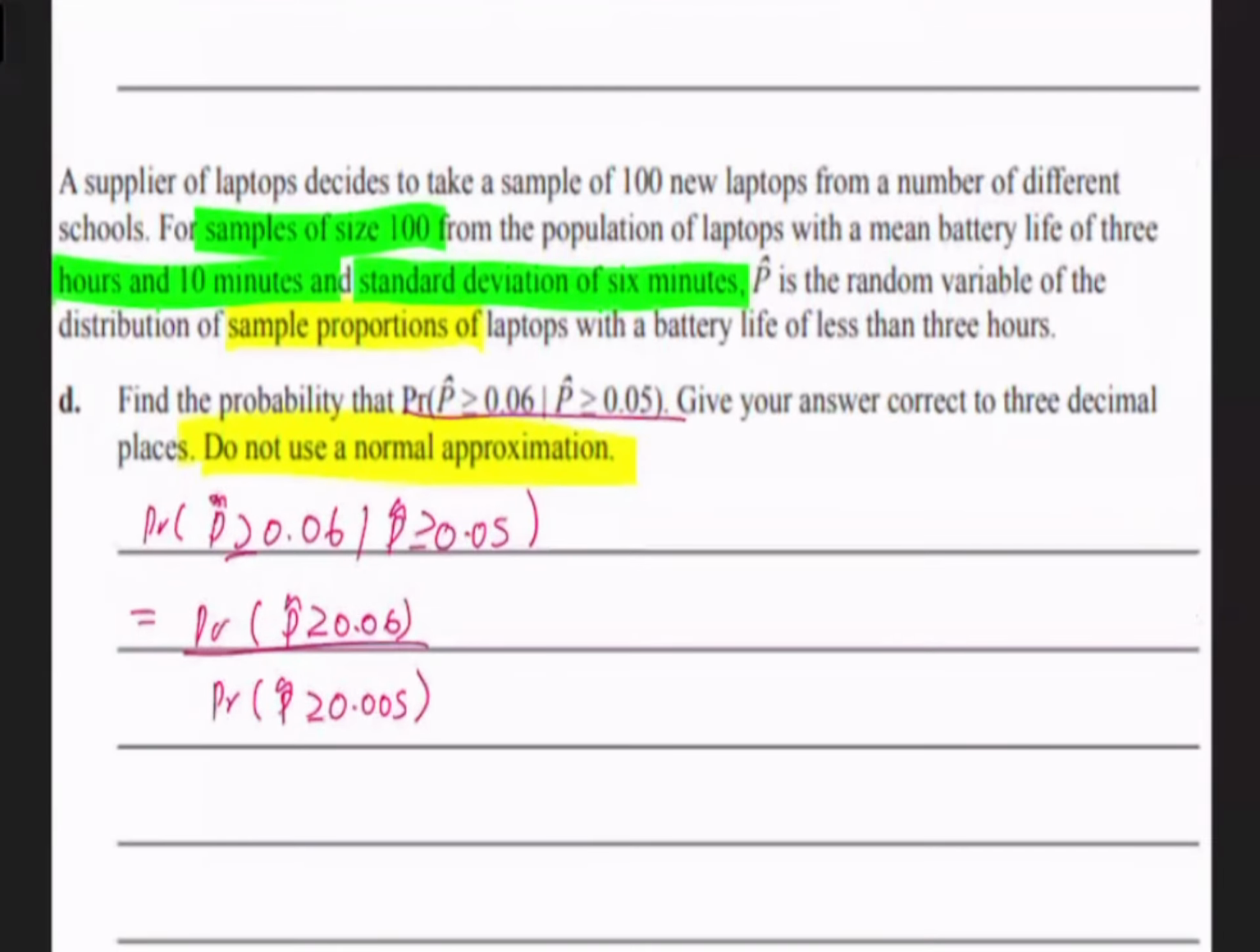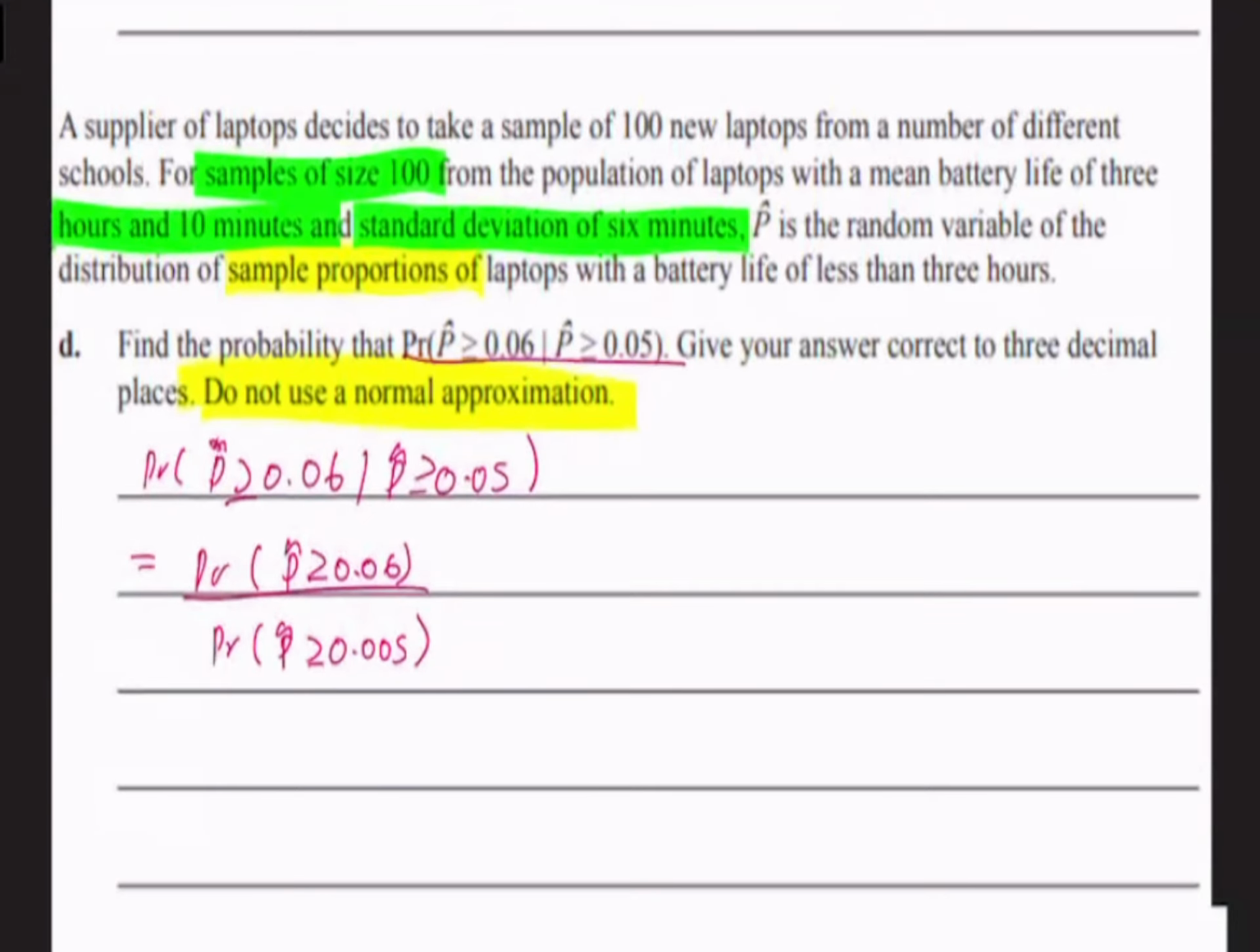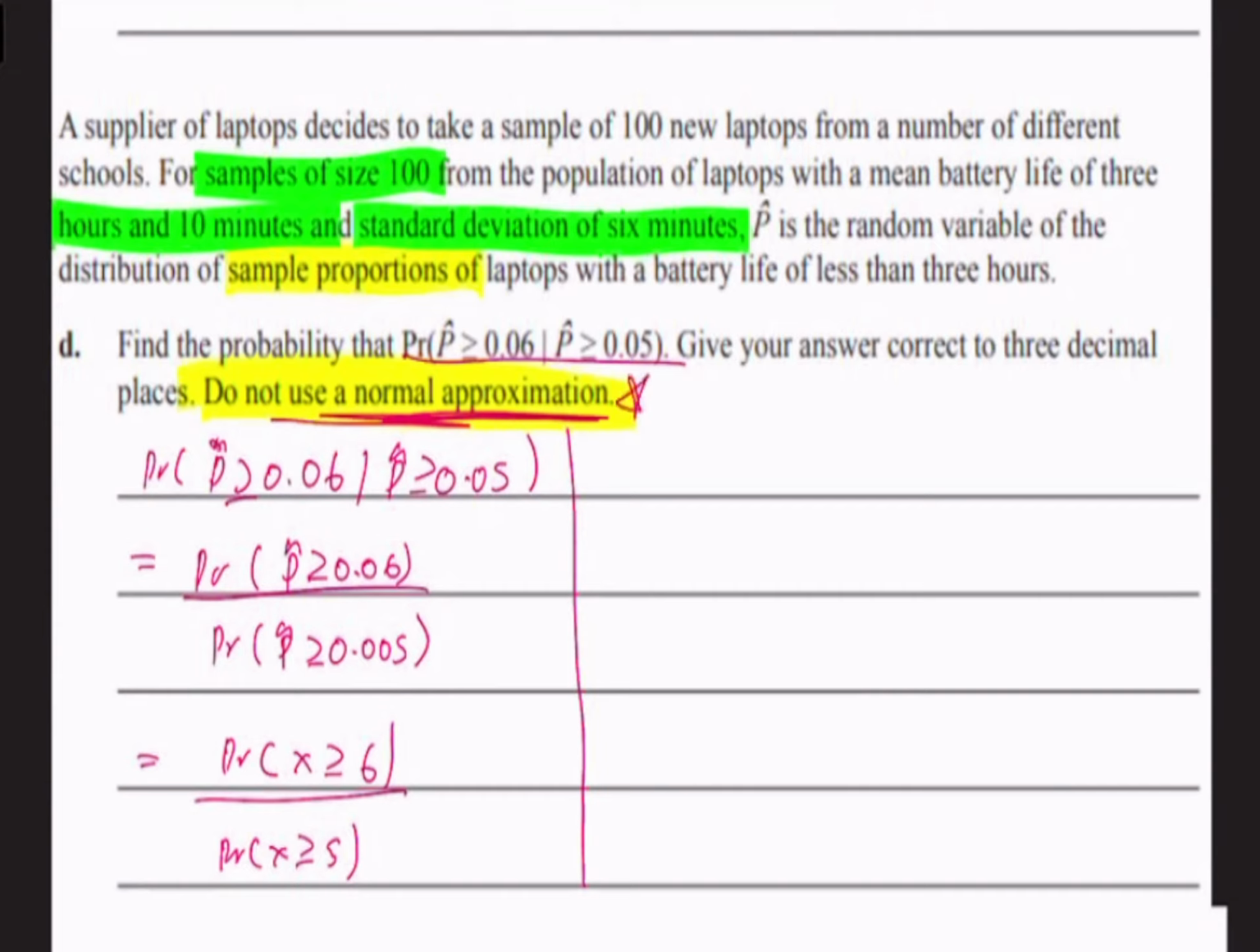Then we know we have to convert it to x, because we can't find probability if it's in terms of p. So x is n times p, and n is 100, so if we multiply both values by 100, we get the probability that x is greater than or equal to 6 over x is greater than or equal to 5. And since it says do not use normal approximation here, that's important. That means we have to go back to the binomial distribution, and it just affects what function you put into your CAS.